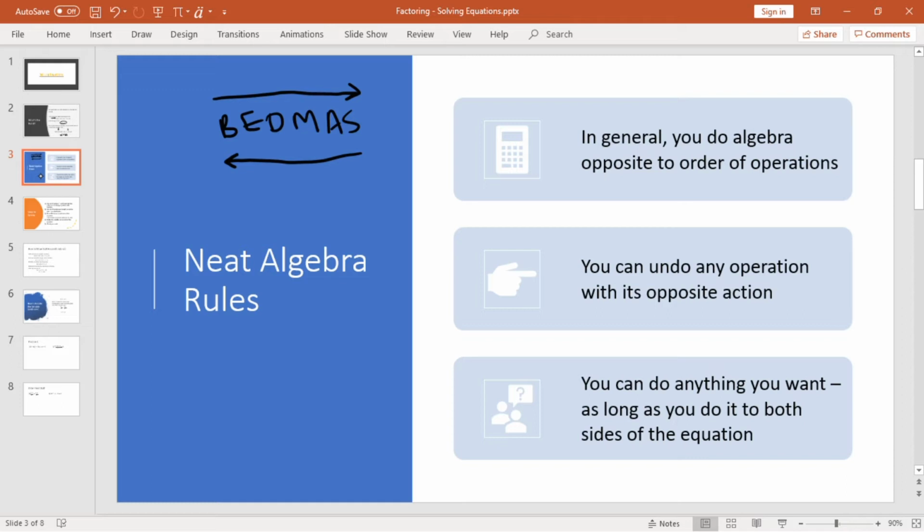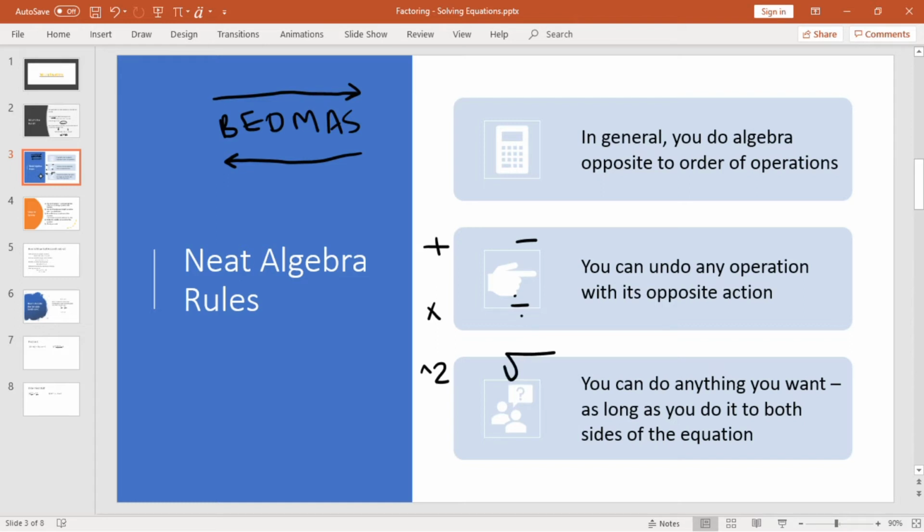You can undo any operation with its opposite action. So if I have addition, I can undo that addition with subtraction, and vice versa. And likewise, if I have multiplication, I can undo multiplication with division, and vice versa. And it goes all the way up to if I have a power of 2, I can undo that with a square root, and so on and so forth.